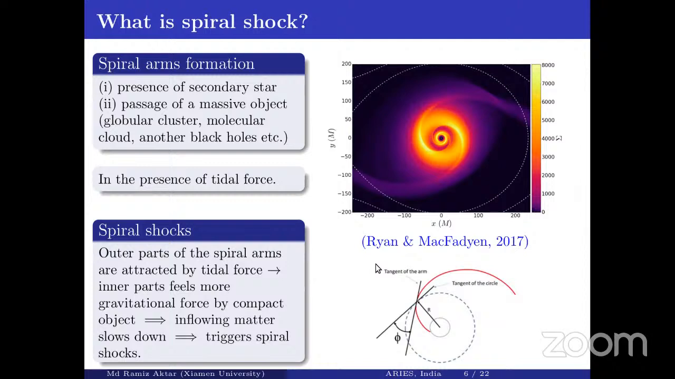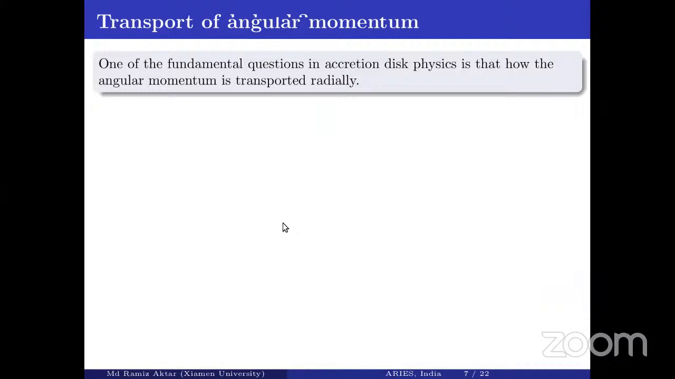Here I also want to mention an important parameter. This is the direction of the spiral arm, the tangent of the spiral arm, and this is the azimuthal direction. The angle between this azimuthal direction and the spiral arm is known as the pitch angle of the spiral arm. This is also a very important parameter for our analysis. I will come back to that.